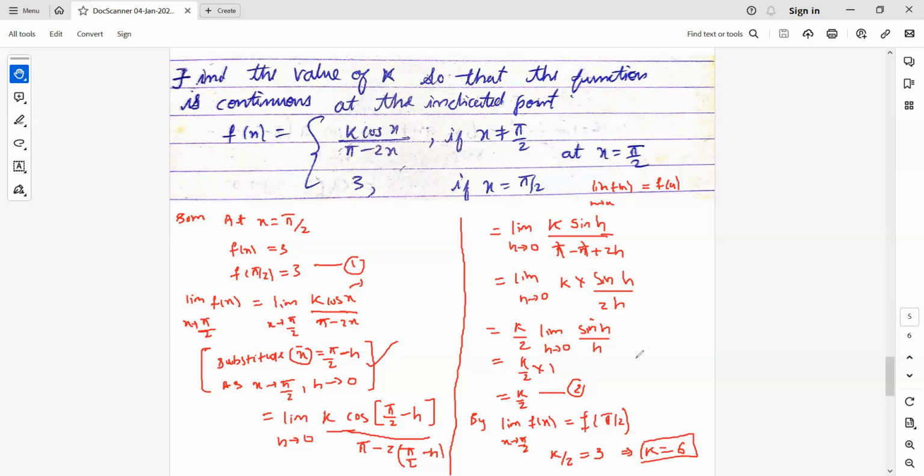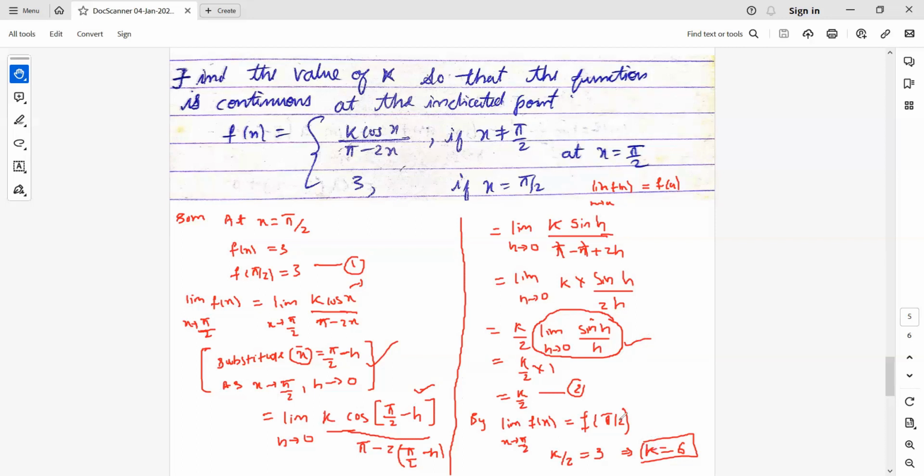The formula we are using here is the limit of sine theta upon theta. Two formulas from trigonometry we are using. This is one formula we are using, and then we are using the formula here, it is cos of pi by 2 minus h. So these are the two formulas. This is the first formula, and this is the second formula. So on simplifying, we get k is equal to 6.